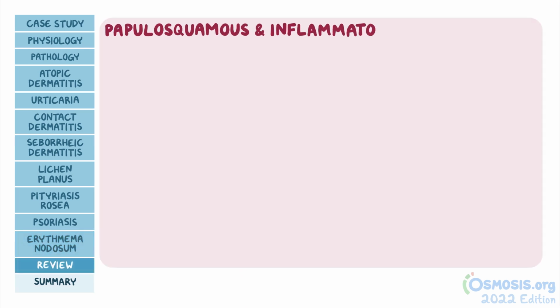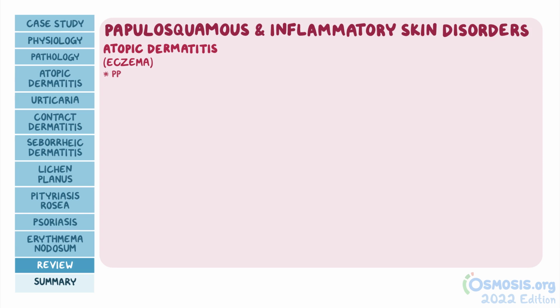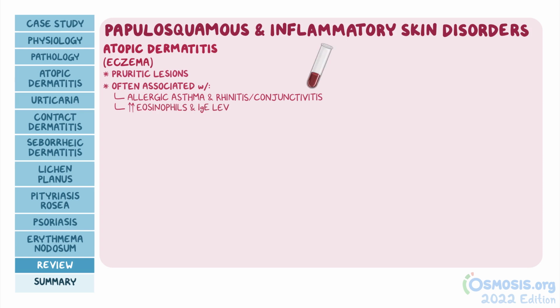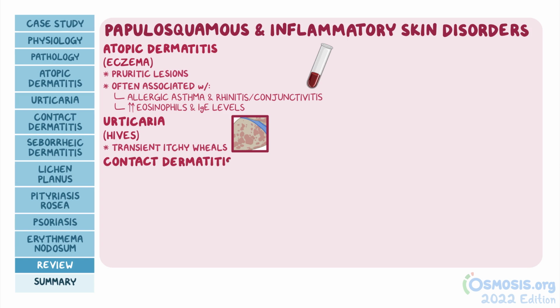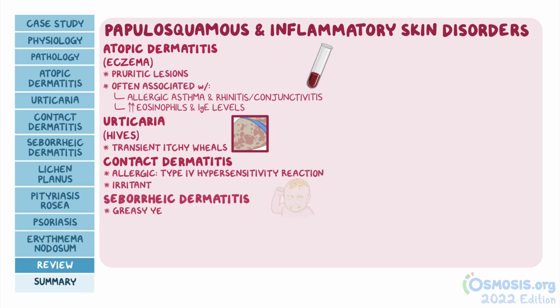Alright, as a quick recap, papulosquamous and inflammatory skin disorders include atopic dermatitis, or eczema, which causes pruritic lesions, and is often associated with allergic asthma, rhinitis, or conjunctivitis, as well as elevated eosinophils and IgE levels. Next is urticaria, or hives, which are transient itchy wheals. Then, contact dermatitis, which can be allergic due to type 4 hypersensitivity reaction or irritant. Seborrheic dermatitis causes greasy yellow scales in areas rich in sebaceous glands.